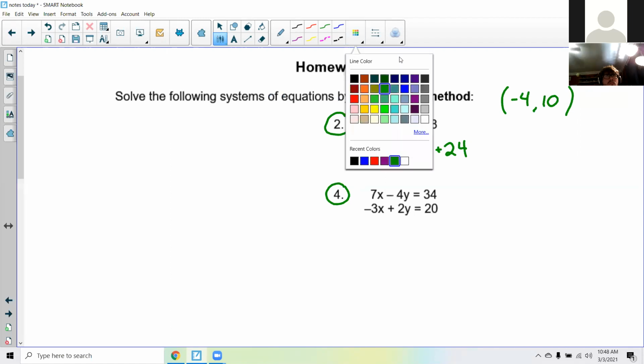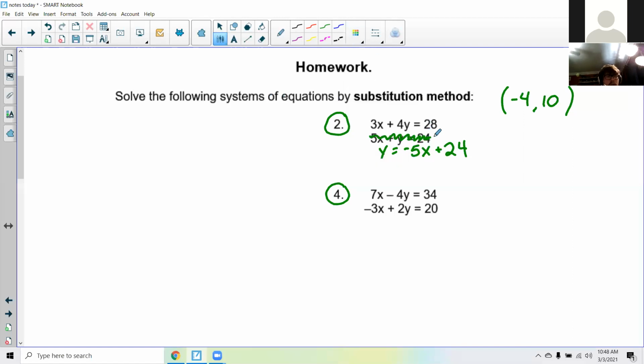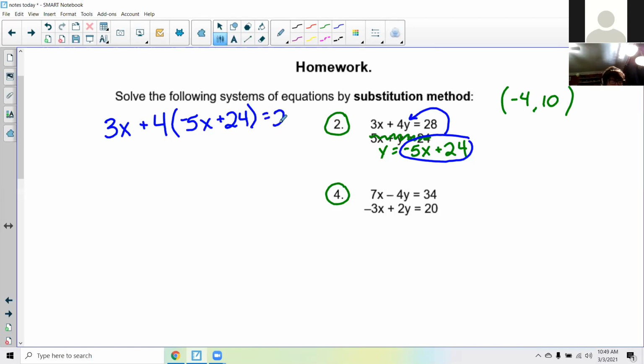Okay, so let's try this one together. I'm going to take what y equals, which is negative 5x plus 24, and substitute that in for y right there. So this first equation is going to become 3x plus 4 times y. But y is negative 5x plus 24, so you're going to have to use parentheses. And that's going to give me 28.